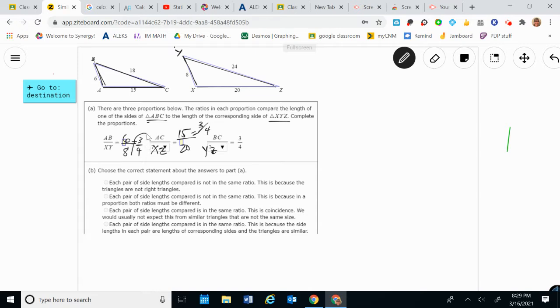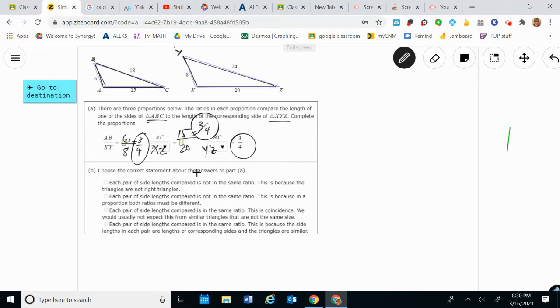So look, you guys, each ratio is the same. Not proportion, each ratio is the same. That's how you can tell two triangles are proportional. If two triangles are proportional, then every one of their sides would be proportional by the same scale factor, the same ratio.